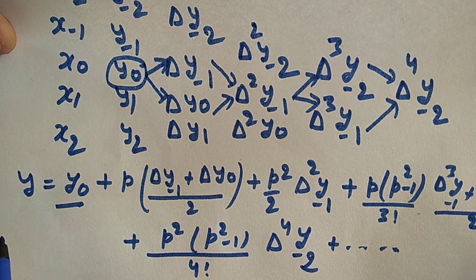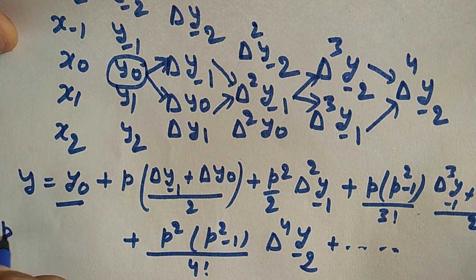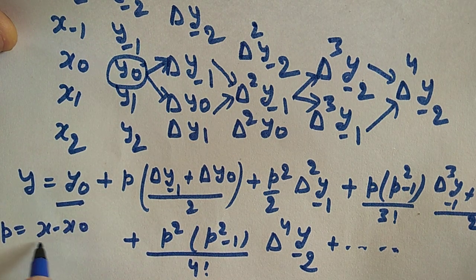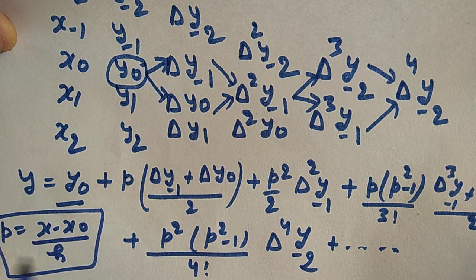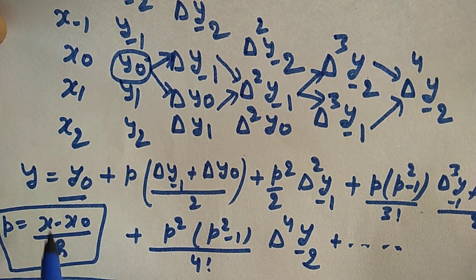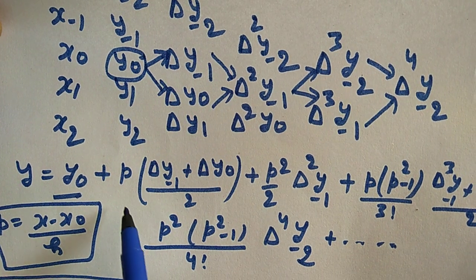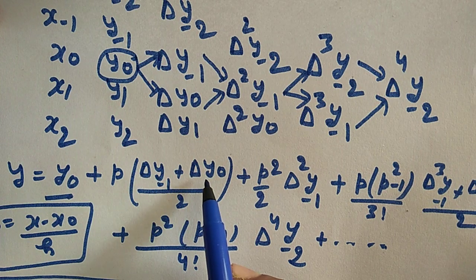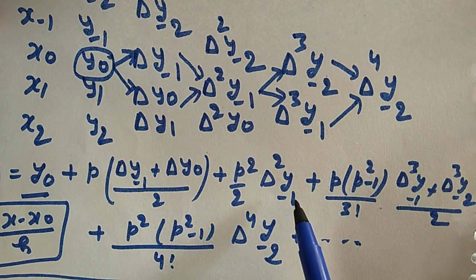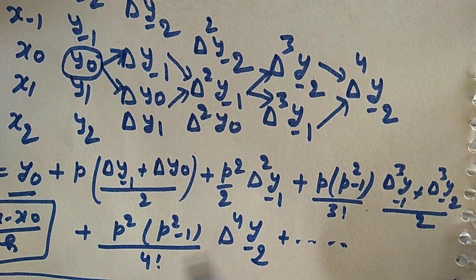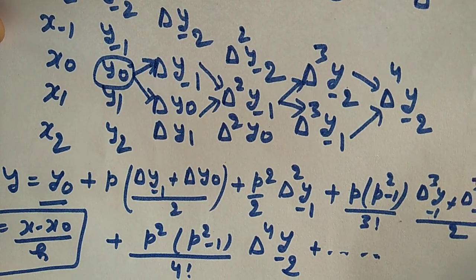First let me define what p is here. So p equals x minus x0 by h. x is our required point, x0 is the central point, and h is the length of the interval between two points of x. So the Stirling formula is y0 plus the average of these two terms, plus the single term, again the average of these two terms, single term, like that. So this is the Stirling formula.